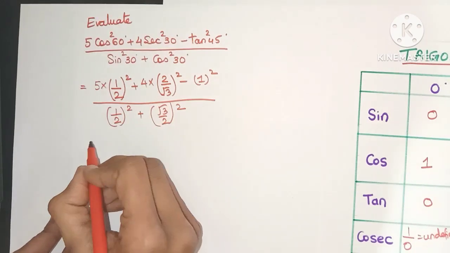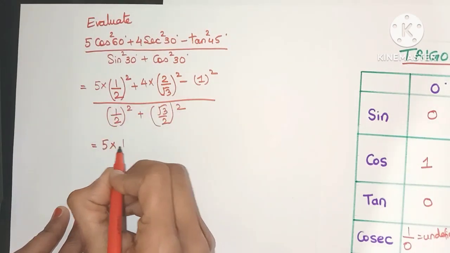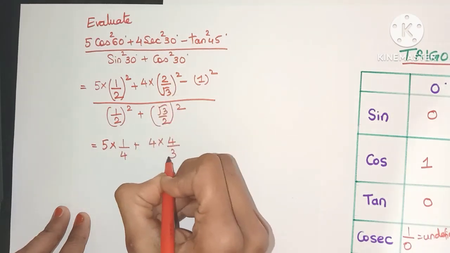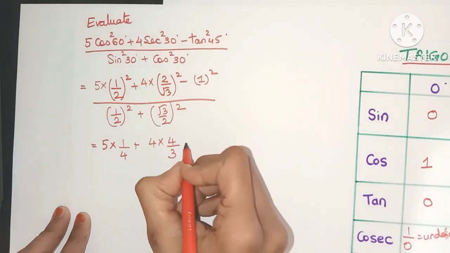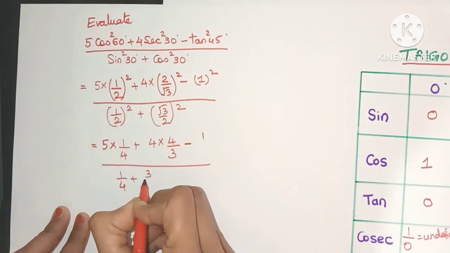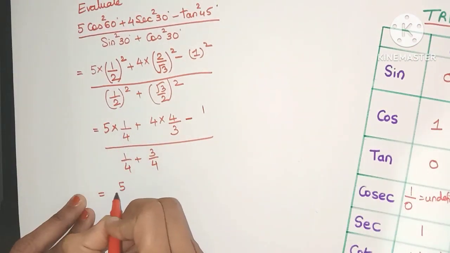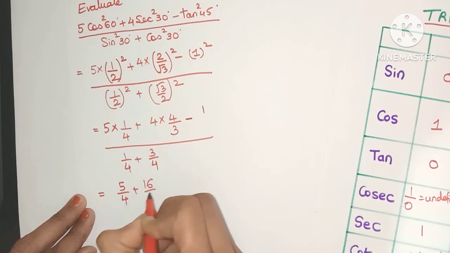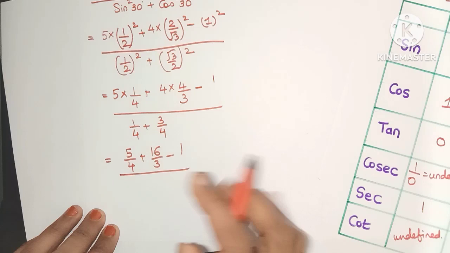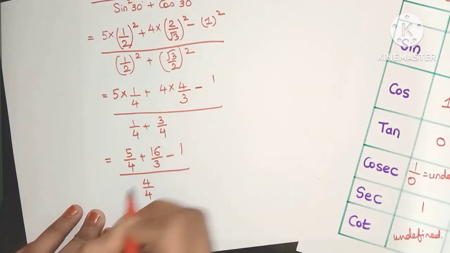Okay, friends. So now slowly let's open up the squares. You'll get 1 by 4 plus 4 into 4 by 3. Remember, root 3 into root 3 will give you 3, minus 1 over here. This will become 1 by 4 plus 3 by 4. Now 5 into 1 by 4 is 5 by 4, plus 16 by 3, minus 1. Now the denominators are the same, so I can add the numerators. I'll get 4 by 4.